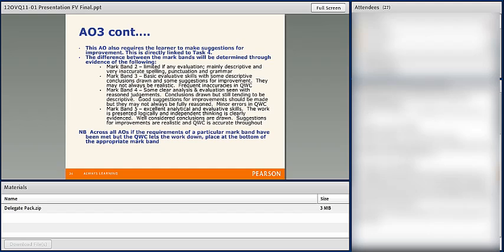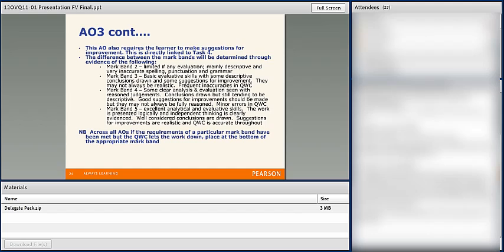Mark band 4, there has to be clear analysis and evaluation seen. Remember I said earlier that if there's no evidence of evaluation, really, then learners cannot access mark band 4. So there has to be clear evidence of evaluation. Conclusions should be drawn, but they may still be a little bit descriptive. But there should be some good suggestions for improvements, although they may not always be fully reasoned. So they are realistic, but there may not be good reasons as to why those improvements have been suggested.